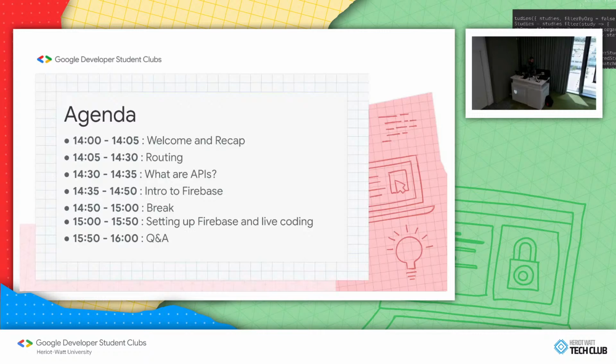Okay, so today's agenda, we start off by a short recap of what we covered so far. Then we move on to routing. What is routing basically? How does Next.js handle routing? What are different forms of routing in Next.js? This is followed by a short introduction to what APIs are. Then we follow that by going into what Firebase is, what services Firebase provides us with, including authentication as well as Cloud Firestore. But today we'll mostly be covering the authentication part of Firebase.